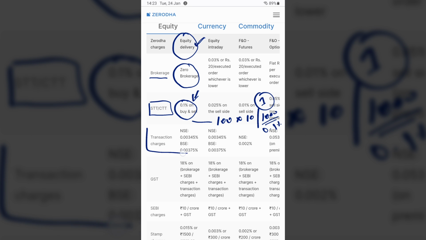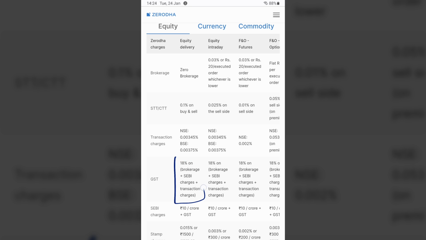Then there are NSE and BSE charges, which are 0.00345 and 0.00375. These are transaction charges again on the turnover from the exchange. It could either be BSE or NSE. Further, you are paying 18% as GST on your brokerage, SEBI charges and transaction charges. So these are your transaction charges by the exchange.